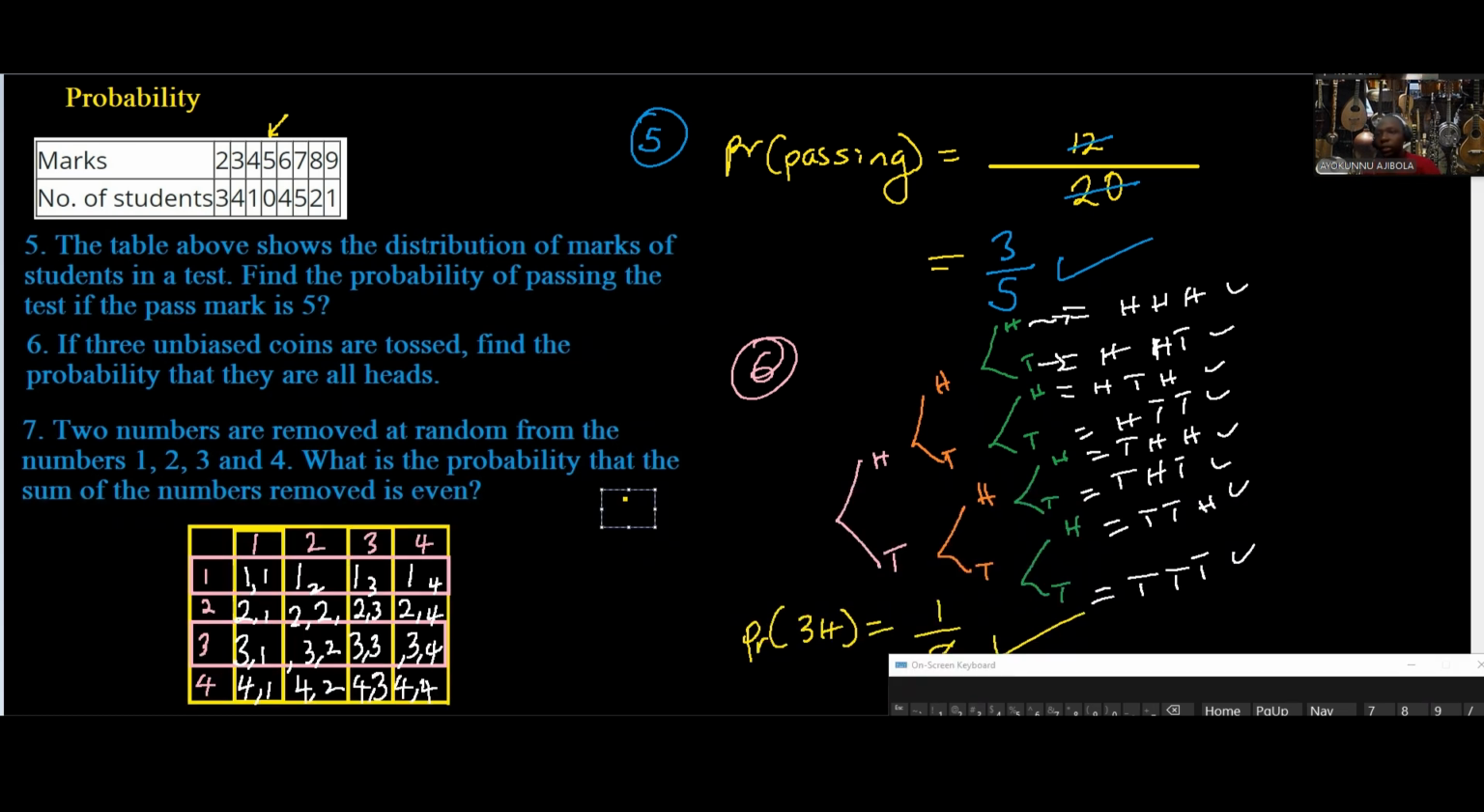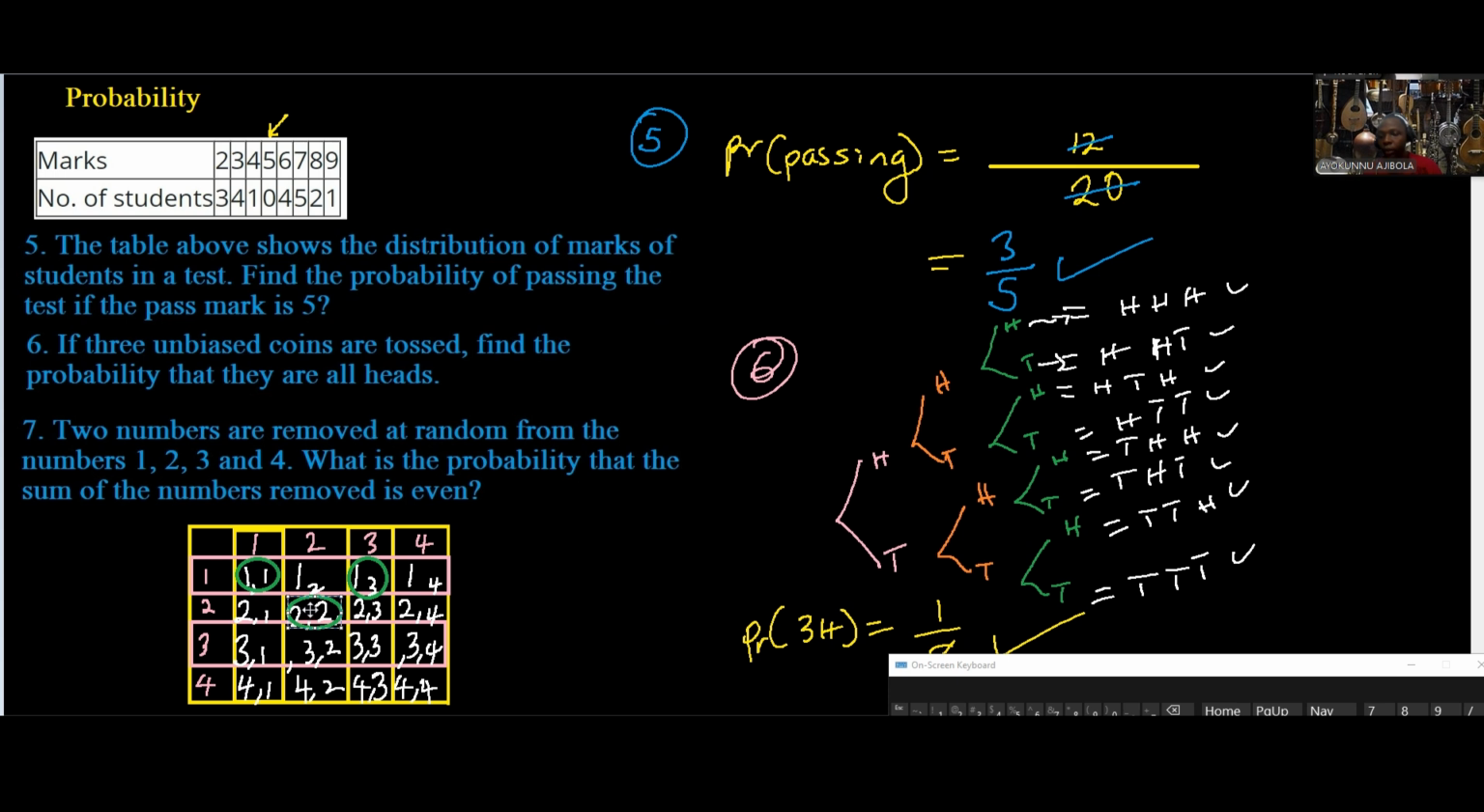The question says, what is the probability that the sum of the numbers removed is even? So we're going to look for those whose sums are even. Okay. Yes, sir. So if you had 1 and 1, that is even. 1 plus 1 is even. 1 plus 3 is even.